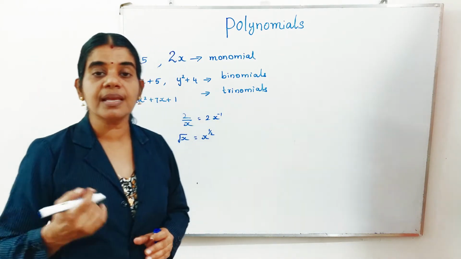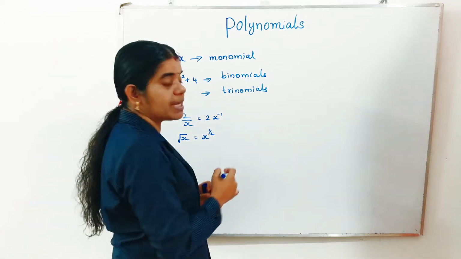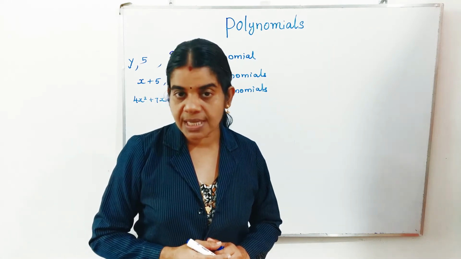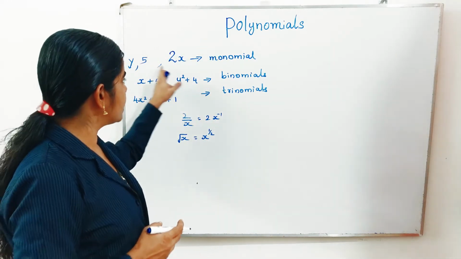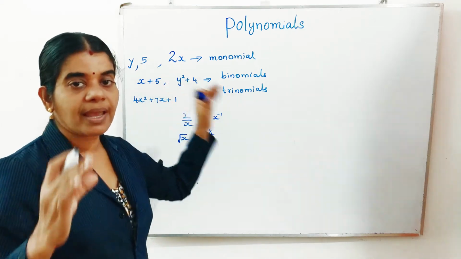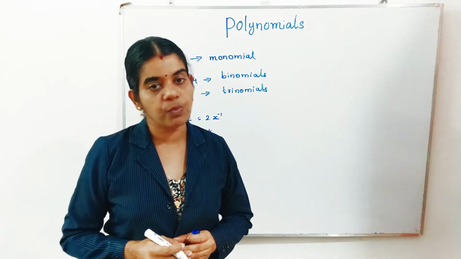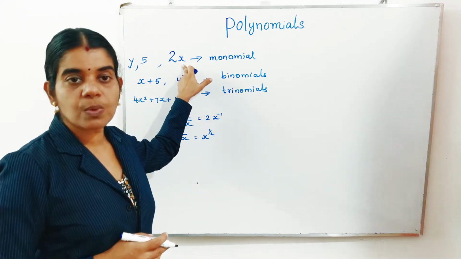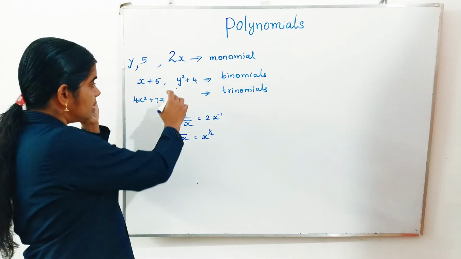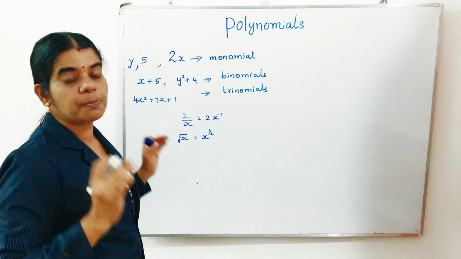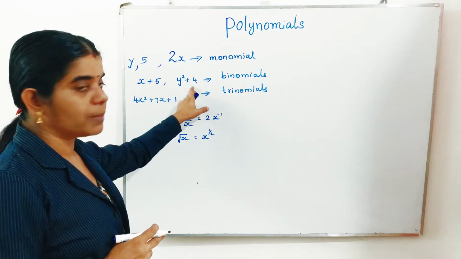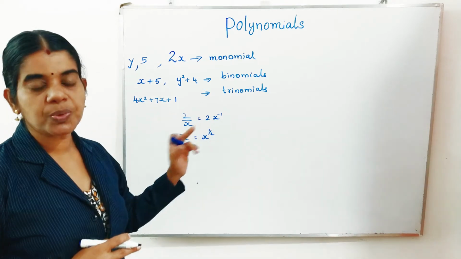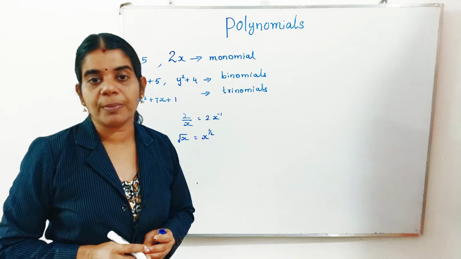Next we are considering the degree of a polynomial. What is meant by the degree of a polynomial? The highest power of the variable is known as the degree. In the first one, 2x, x is simply written, so its power is 1. So the degree of this polynomial is 1. In y square plus 4, the variable's highest power is 2, so the degree is 2. In 4x square plus 7x, the variable's power is also 2, so the degree of the polynomial is 2.